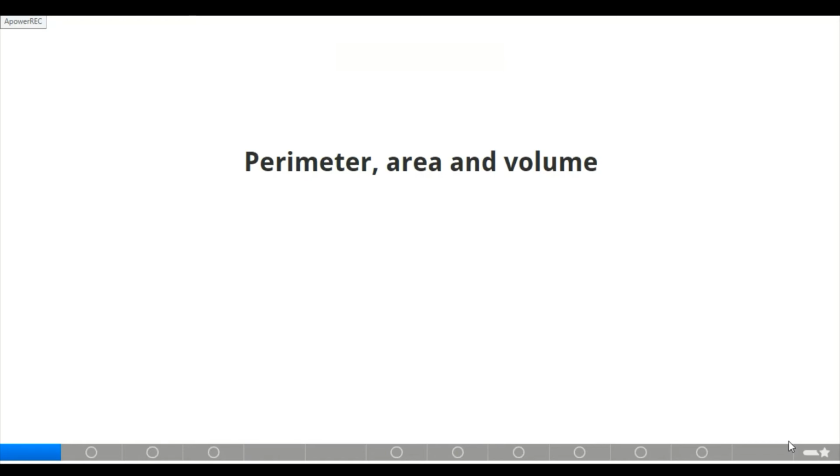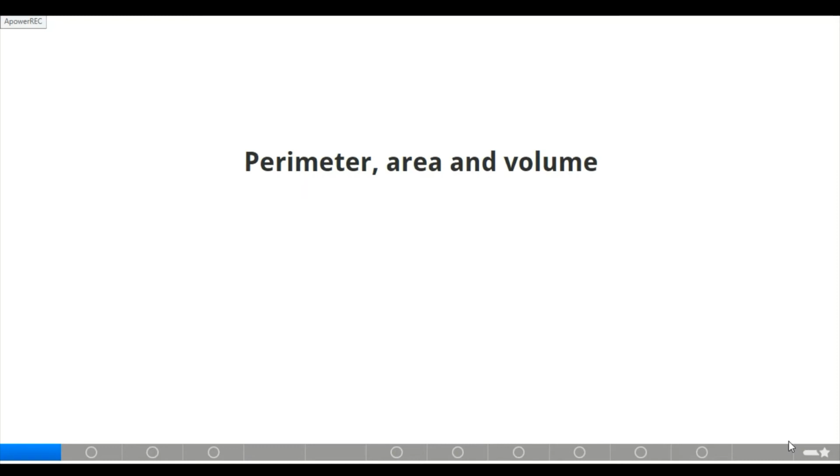Again in our mathematics class, we are going to be looking at another topic, which is perimeter, area and volume. In this class, we're going to be looking at perimeters of some shapes and area of some shapes, and in our next class we're going to be looking at surface area and volume of shapes. The shapes we're going to be considering here are triangle, trapezium, parallelogram, then areas and circumference of a circle.